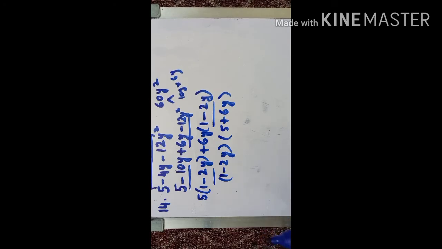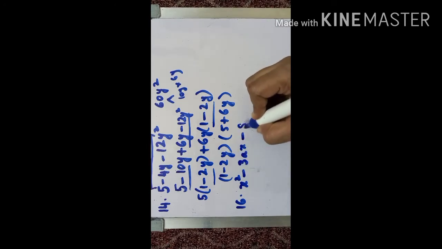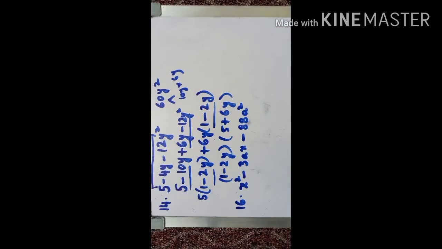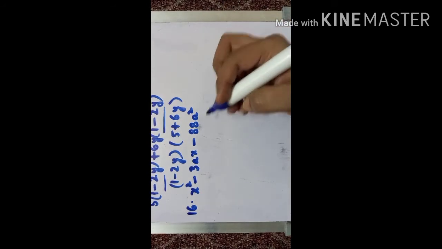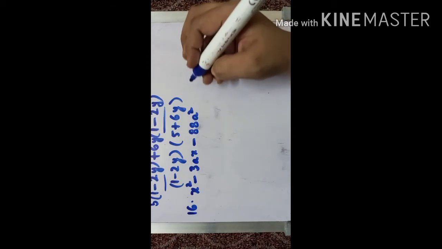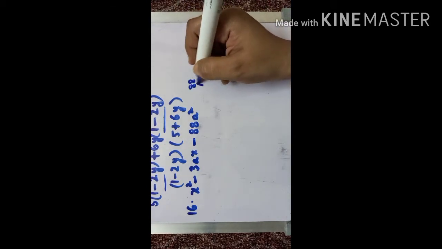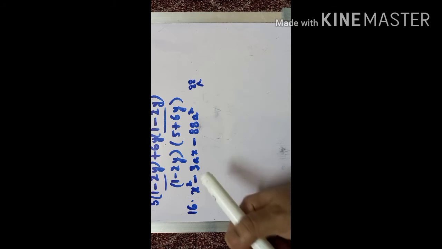Okay, so the next problem now is the 16th one, that is x square minus 3ax minus 88a square. You can see here 88 and here the coefficient is 1, so 88 1s will be 88. For 88 only you have to check. Now 88, what can you take? 11 8s will be 88, in the 11 table 88 will come. So 11 and 8 if you subtract, will you get 3? Yes, actually minus 3 you should get.